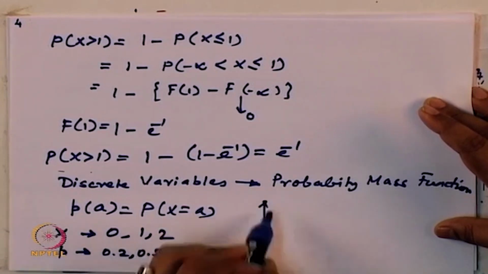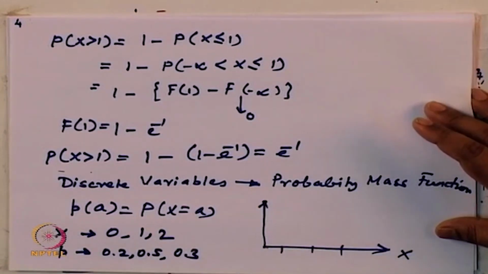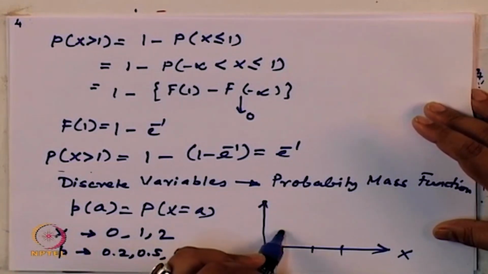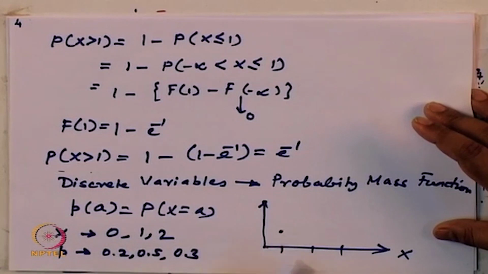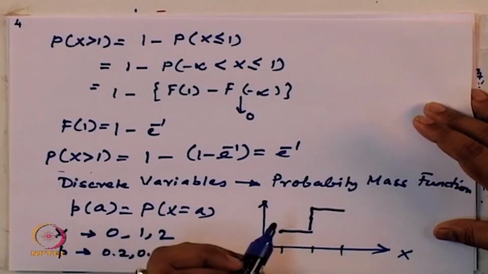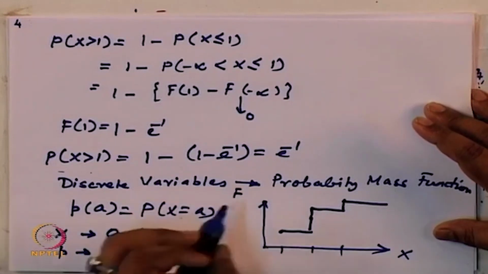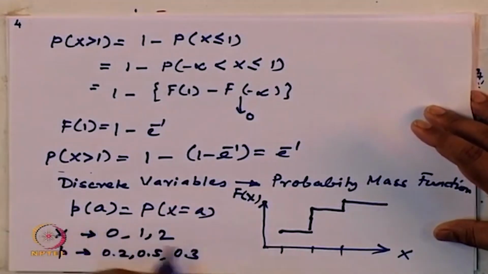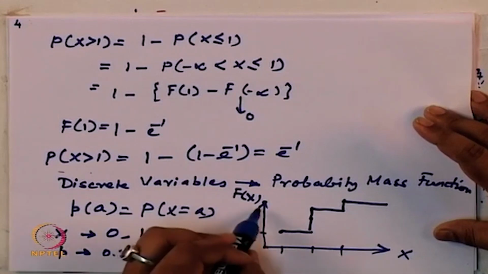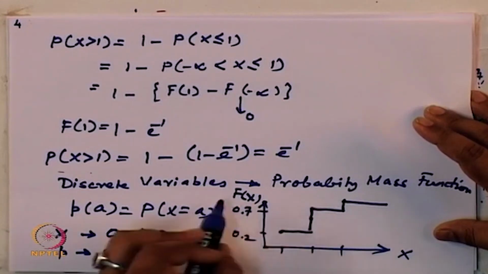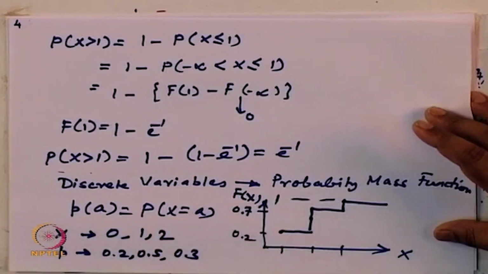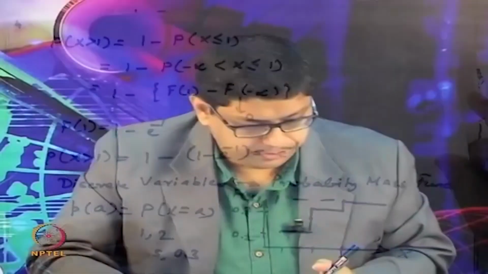The cumulative distribution function, so you have x. Okay. So, this value is equal to 0.2, this value is equal to 0.5, so you have 0.7 here, and from here you have the value of 1. So, this is how your F of x will look like. Okay. This value is 0.2, this value is 0.7 and this value is 1, this value is 1.